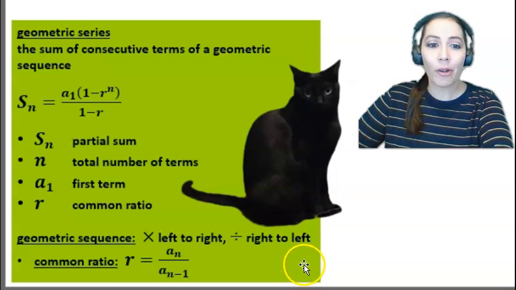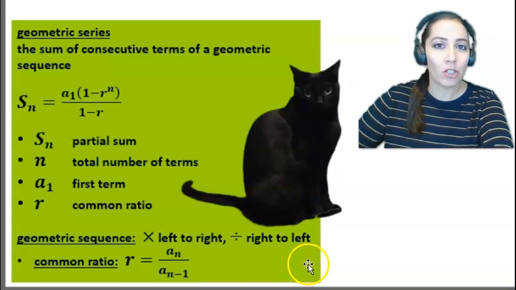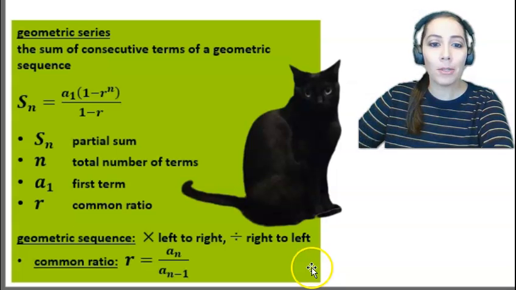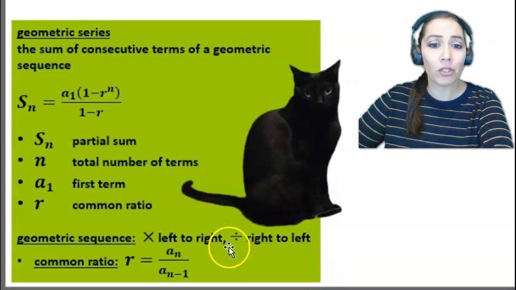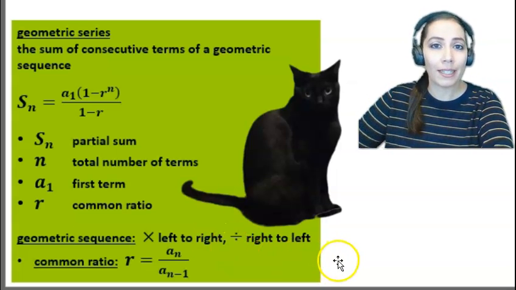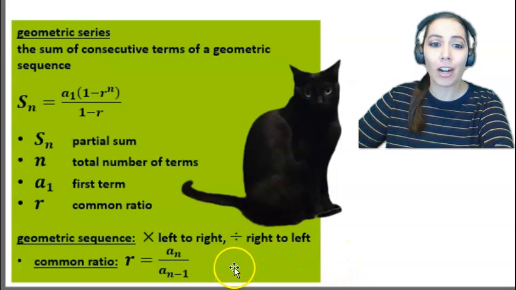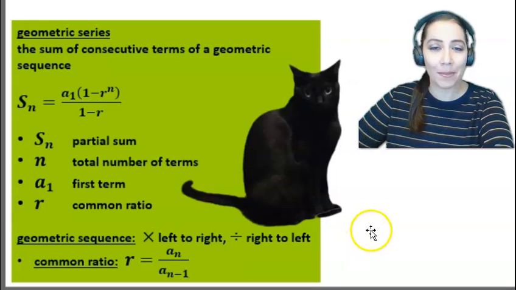Down here at the bottom, Chloe also wants you to know that when you have a geometric sequence, you multiply between consecutive terms when you're going left to right, or you divide between consecutive terms when you're going right to left. And the common ratio formula is r equals a sub n over a sub n minus 1.